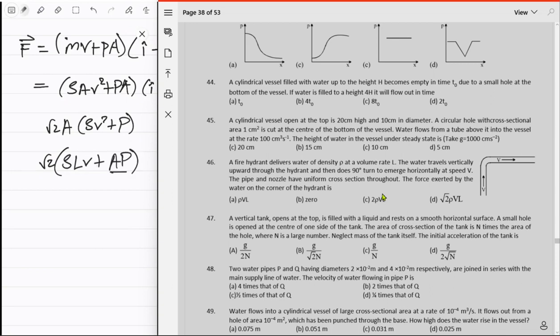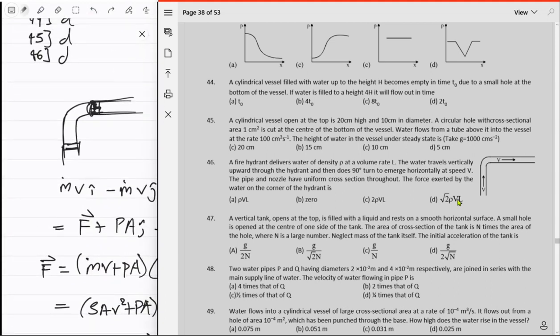For some reason, they're assuming P equal to 0 because otherwise this has no answer. That means square root of 2 times rho L V. That would be our answer. This is not the answer, of course. Your answer should be this complete thing. But then, fine. So it's just D, I think. Next question, 47.